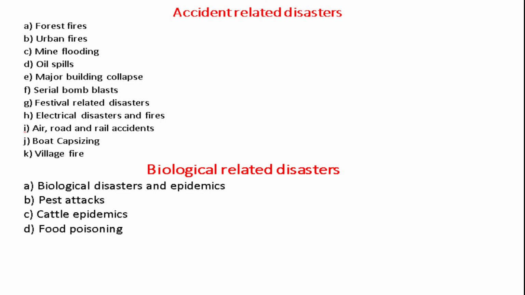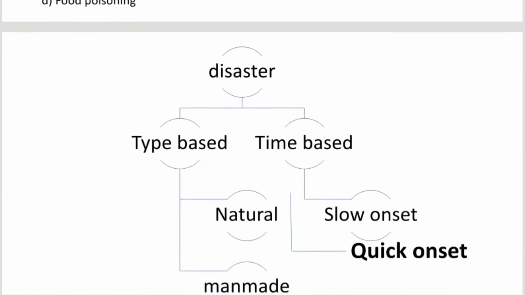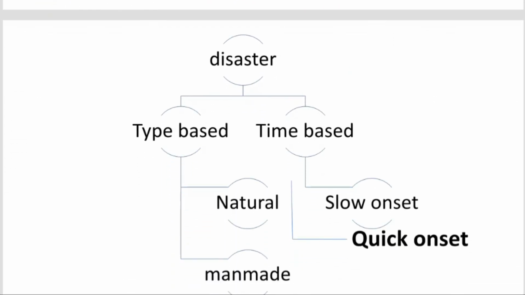Next is biological related disasters. It includes biological disasters and epidemics, in which COVID-19 falls under the epidemic category. Next are pest attacks, cattle epidemics and food poisoning. Okay, now you can count through it. You can see that 31 disasters have been listed over here.